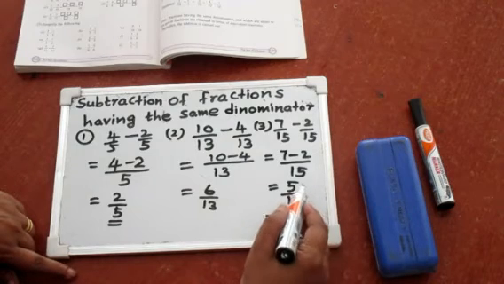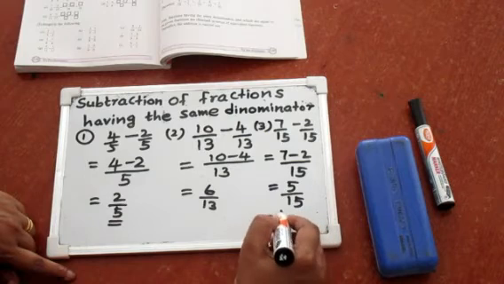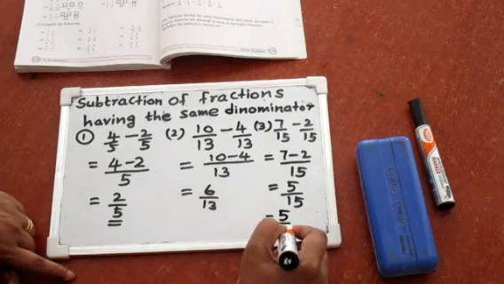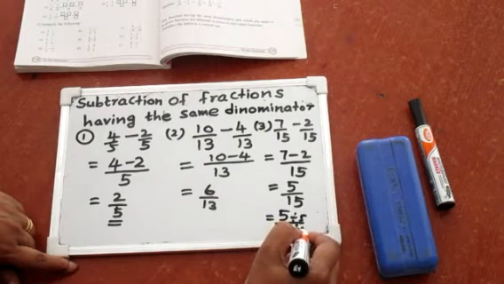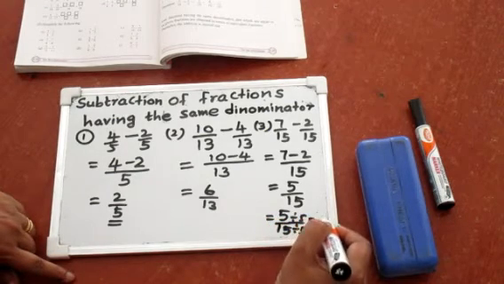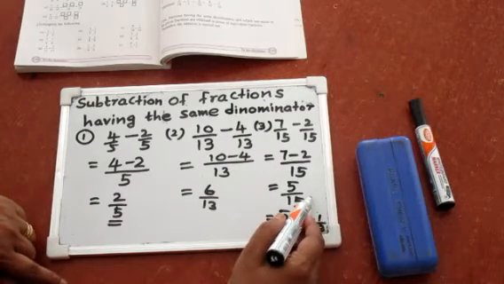That means form an equivalent fraction by dividing by 5. 5 over 15 divided by 5, both numerator and denominator. Then the answer is 1 over 3. We should keep the answer in the simplest form.